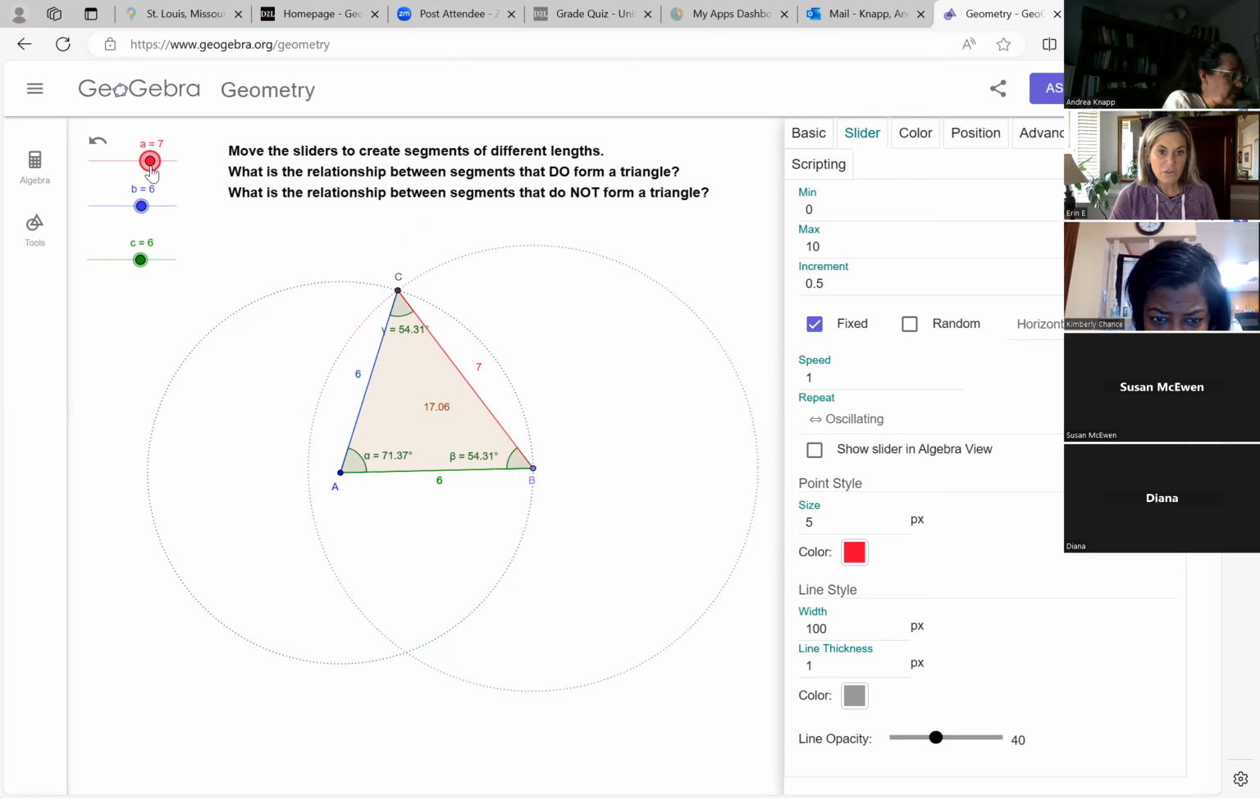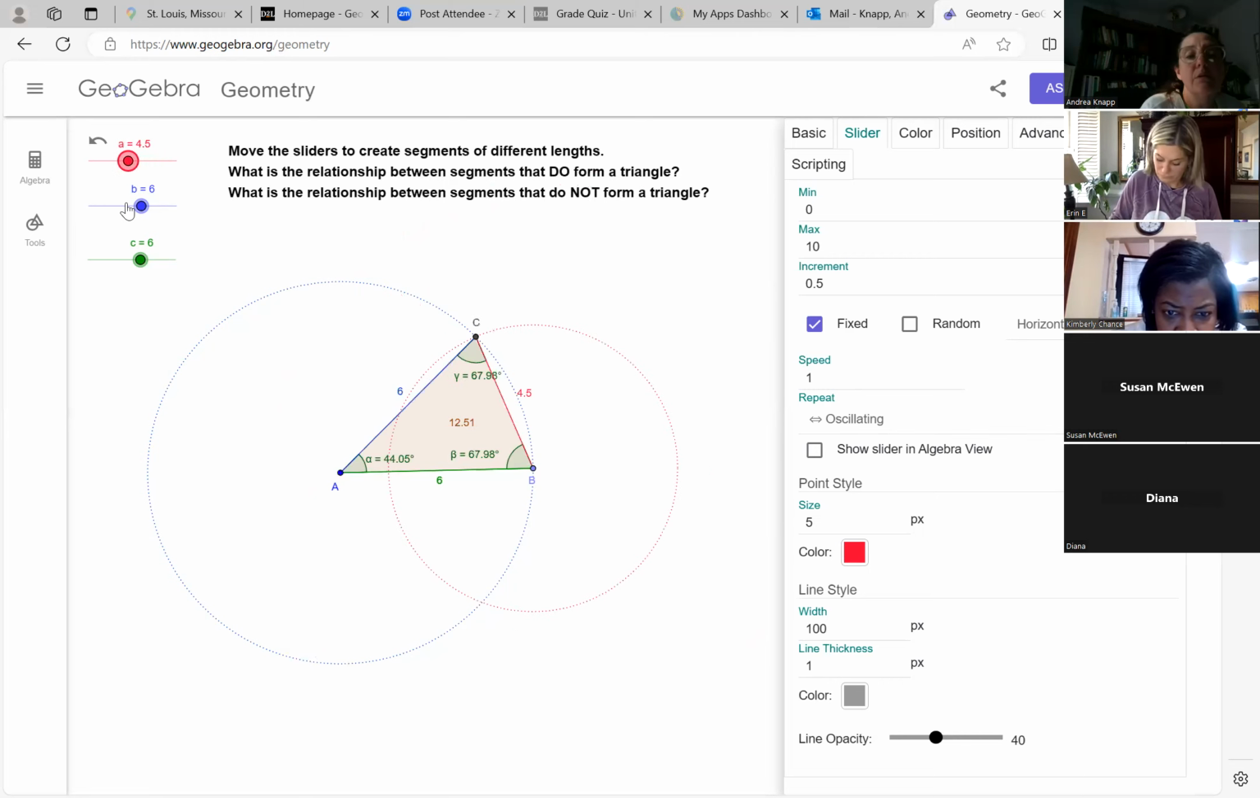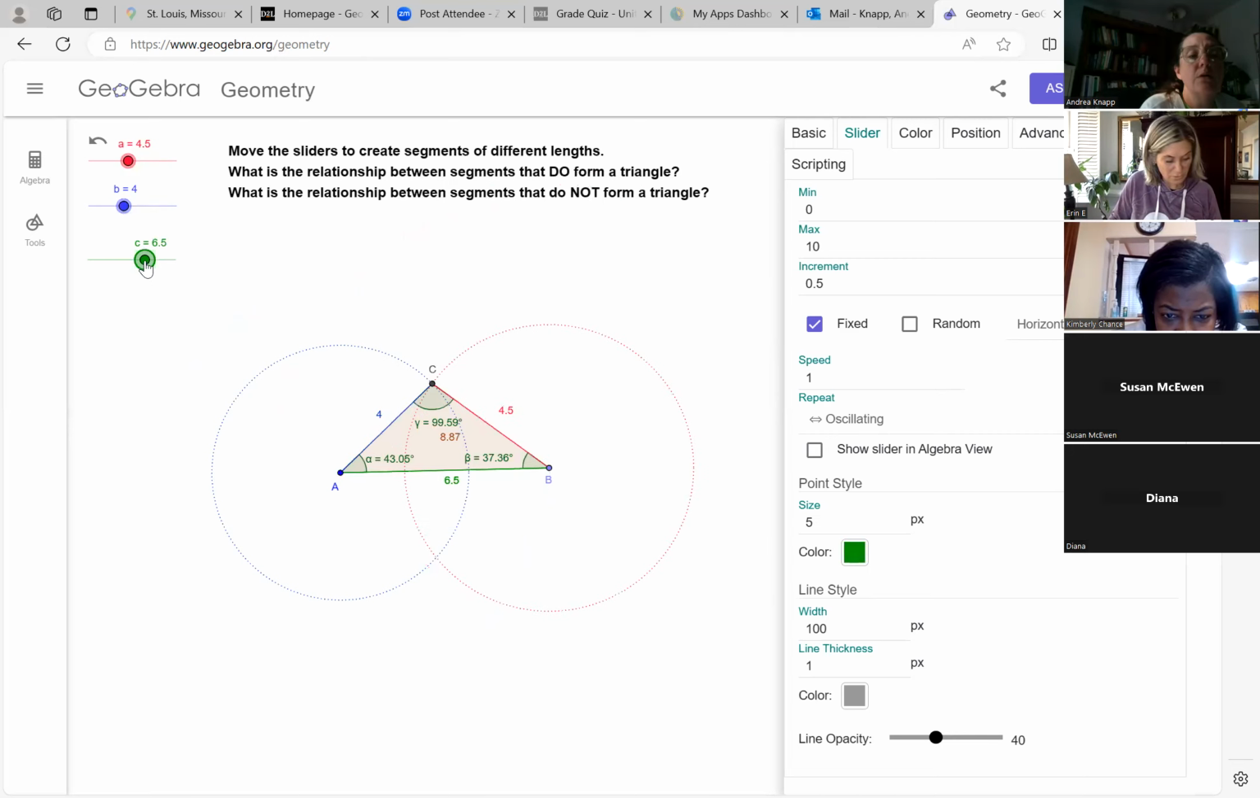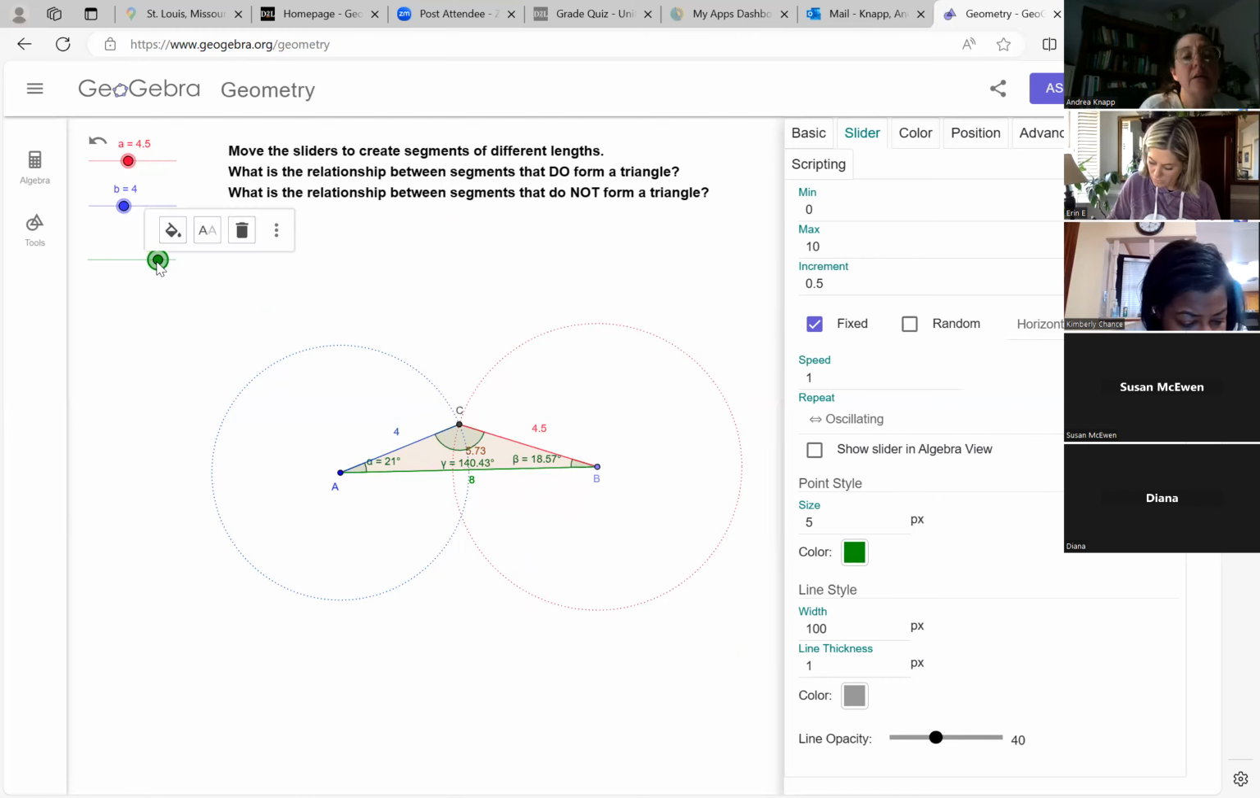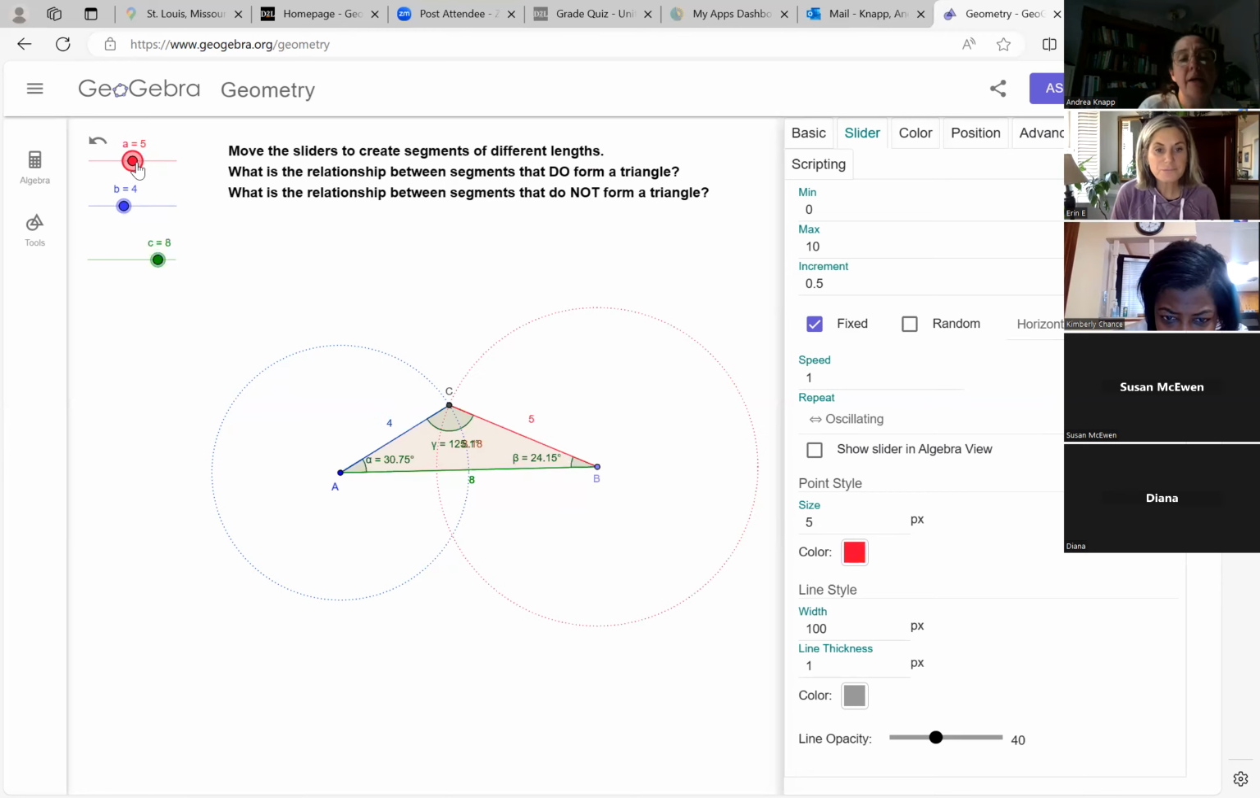I, a right triangle with legs 4 and 8. The legs include the right angle. I made B 4. I made C 8. And now as I drag A, can I make a right triangle? Yes.